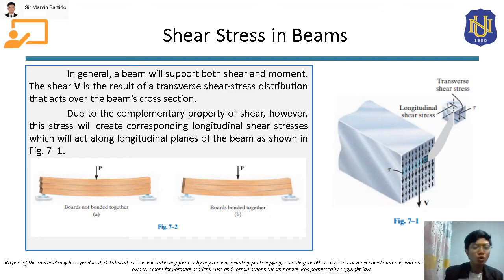Okay, so to illustrate this effect, we will consider this beam. This beam, class, is made from 3 boards. So meron tayong 3 boards dito, class. Sila ay magkakapatong na boards. Okay, so hindi sila banded together, so they are unbanded. Ibig sabihin, hindi ginamitan ito ng adhesive or kung ano mang pwedeng pang-band dun sa 3. Magkakapatong lang sila, class.